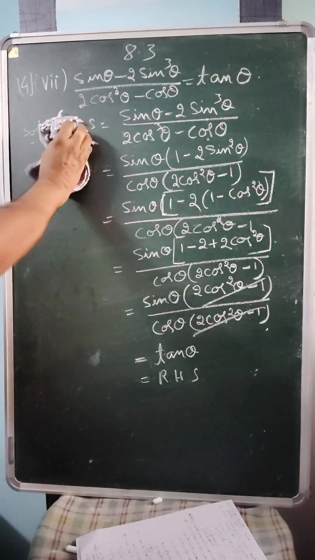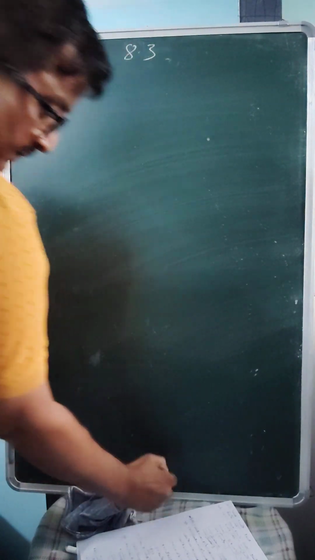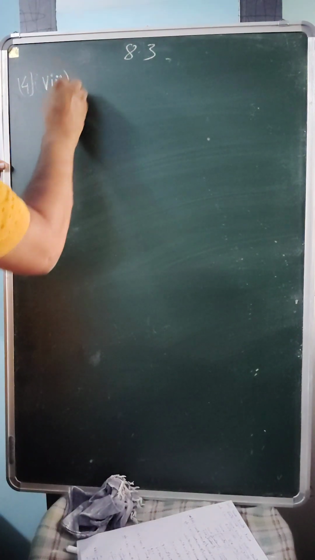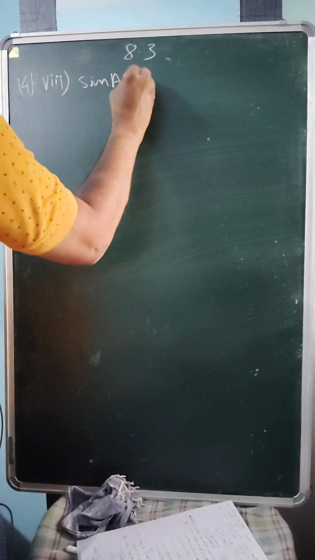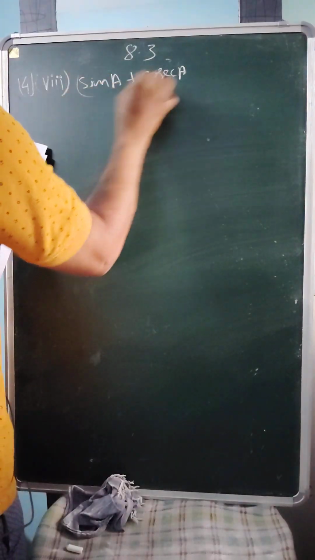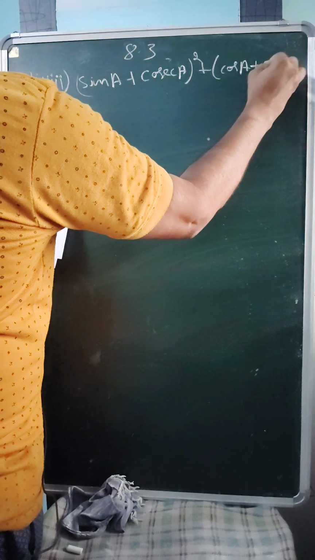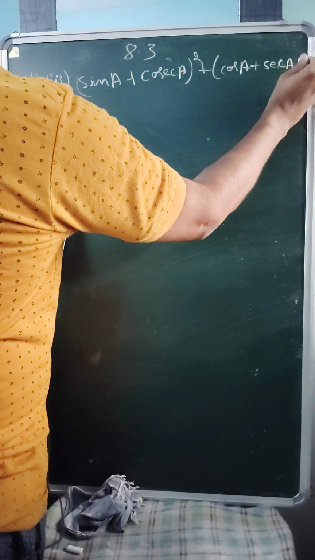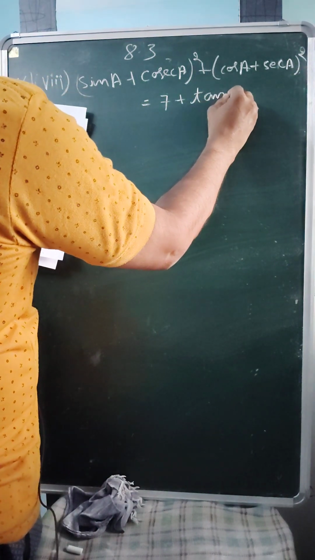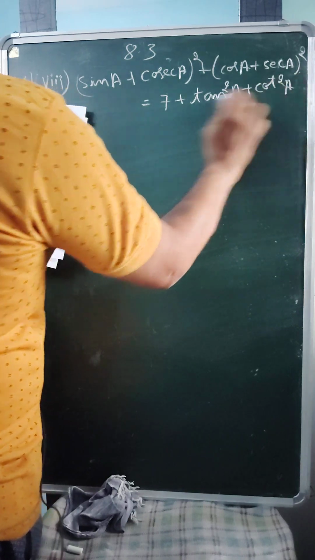Next question, number 8. (Sin A plus cosecant A) whole square plus (cos A plus secant A) whole square is equal to 7 plus tan square A plus cot square A. This is the RHS value.